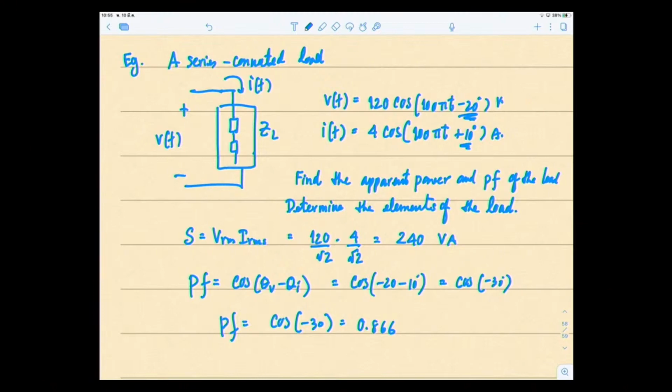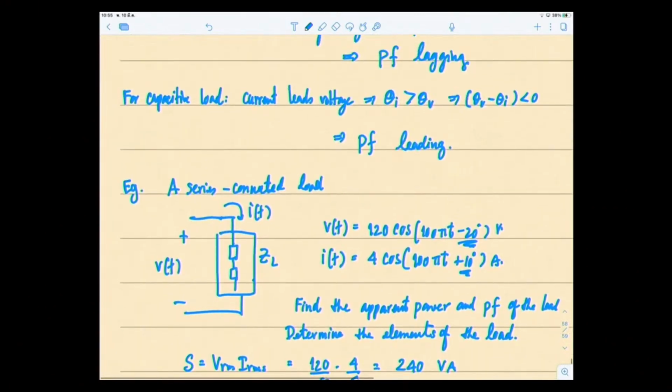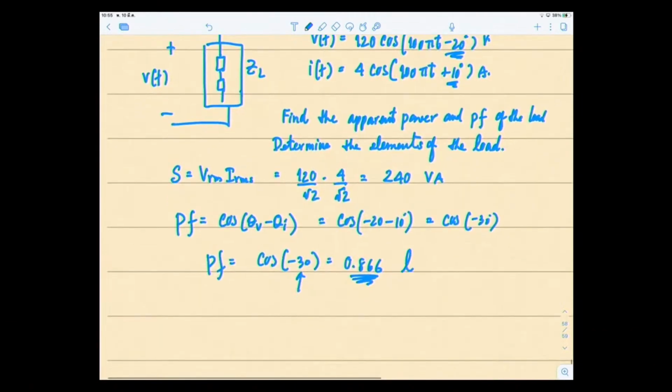So when you get your PF value, you have to indicate whether this is a capacitive load or an inductive load. You know that by the angle inside your cos. It's negative, so it means that it's leading. It's a capacitive load, leading. So you write down the word leading behind it. That's the two answers you have to find.